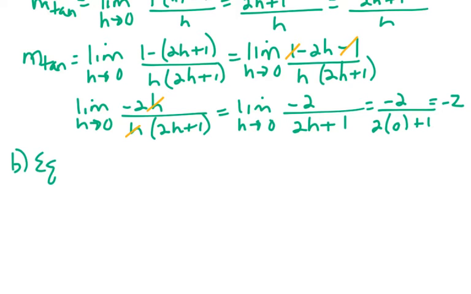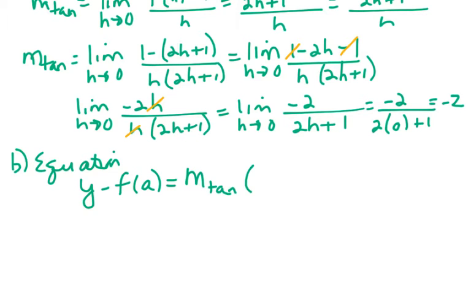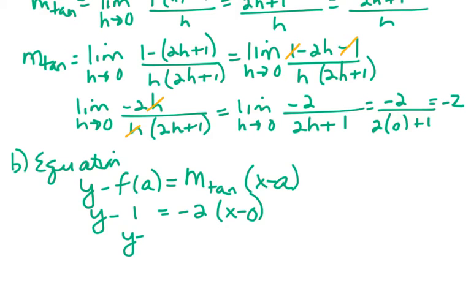So the formula for the equation is just the point slope formula. And we know what a is, and we know what f of a is, so this is y minus 1, and we know the slope that we just found was negative 2, times x minus 0. So the equation is y minus 1 equals minus 2x, or simply y equals negative 2x plus 1.